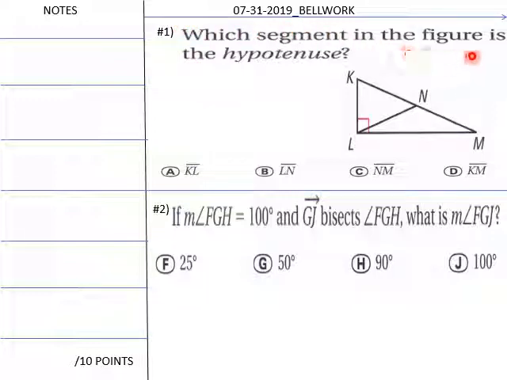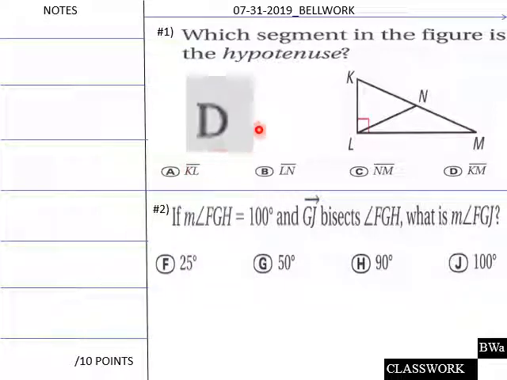Which segment in the figure is the hypotenuse? If measure of angle FGH is 100 degrees and GJ bisects FGH, what is the measure of angle FGJ? I would sketch that. I'm not going to tell you. So you got two bell works here. Take your choice. I provide a bell work answer for this one. This one's D. And then this one is G here.